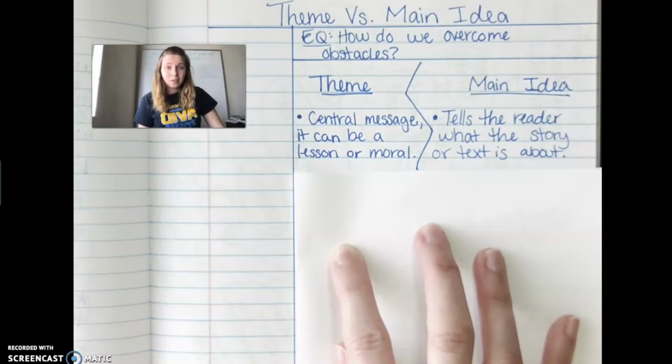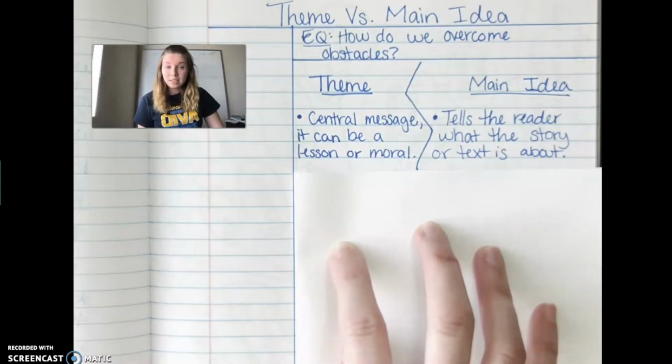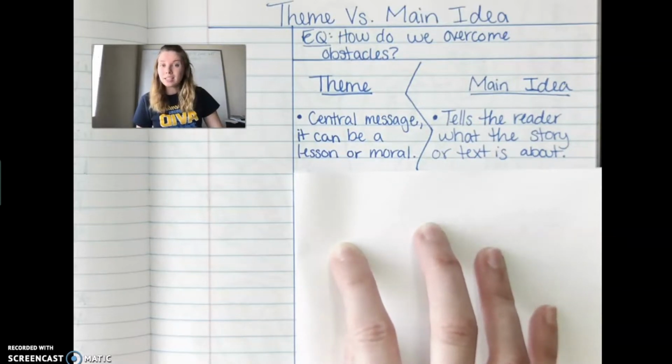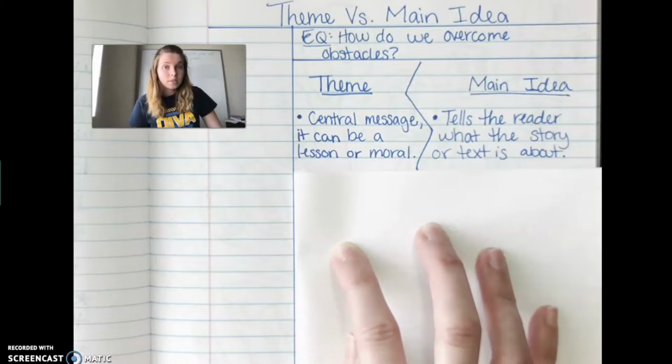So a theme is like a central message. It can be a lesson or a moral. We did fables in the beginning of the year. A theme is very similar to a moral. In fact, those are kind of interchangeable. A main idea, however, tells the reader what the story or text is about. So these are very different.